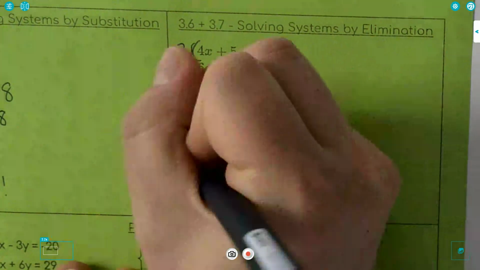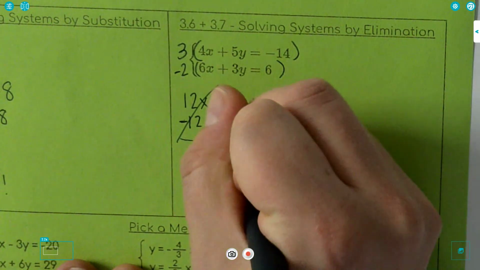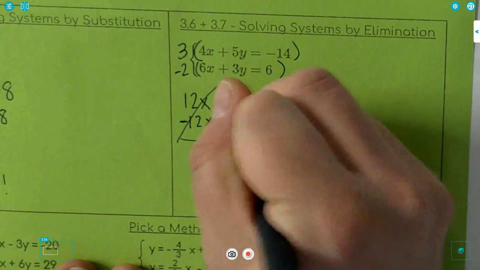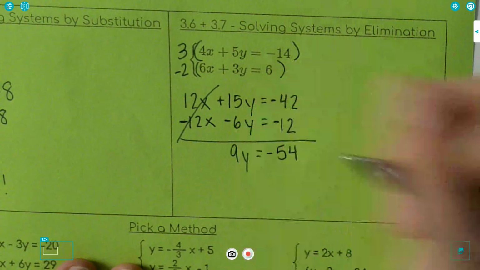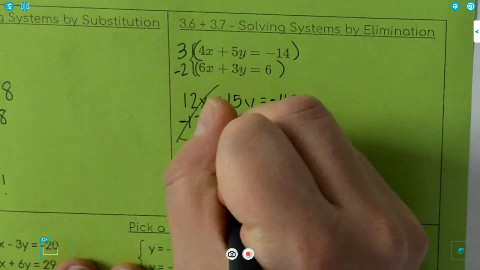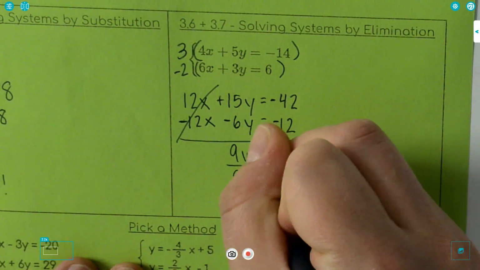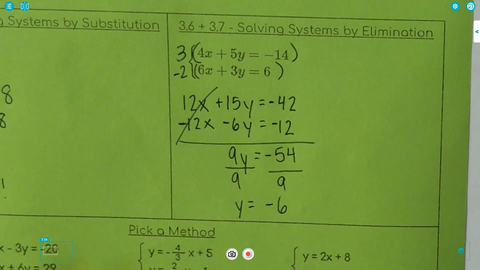Okay. I'm going to add these together then. What happens to my x's? They eliminate. Okay, 15y plus negative 6y is 9y. Negative 42 plus negative 12 is negative 54. And I can divide both sides by 9. I get y equals -6. Sorry, that took me a second. Any questions thus far?